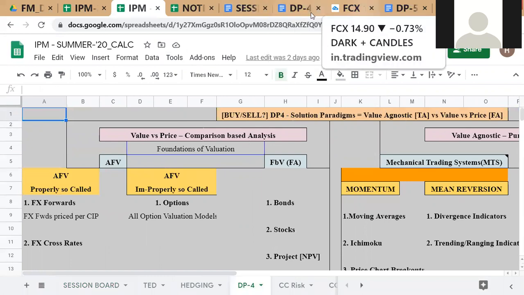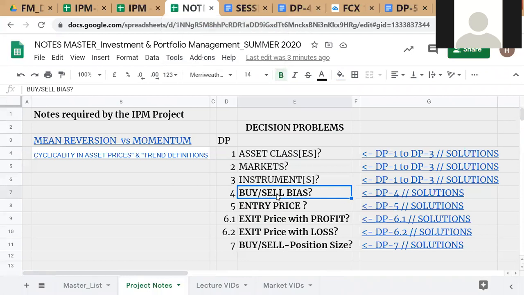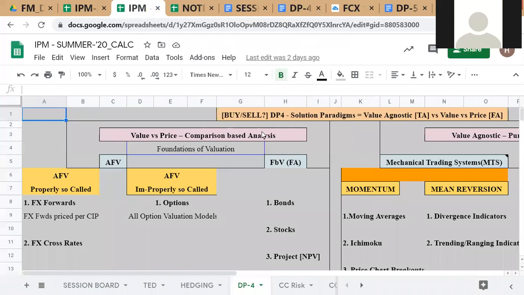Okay, this particular problem: to buy or to sell. What should be my bias, buying or selling? There are two broad approaches, and one is called value agnostic. It's essentially TA. We'll come to that later. And we were discussing this paradigm.